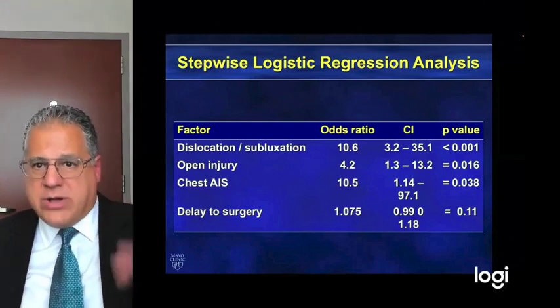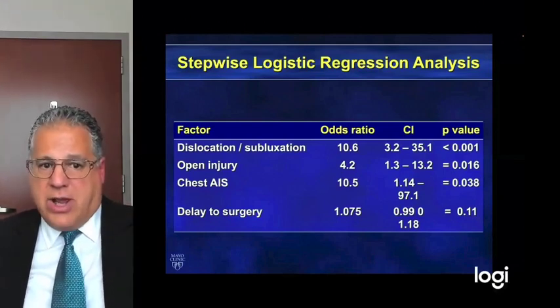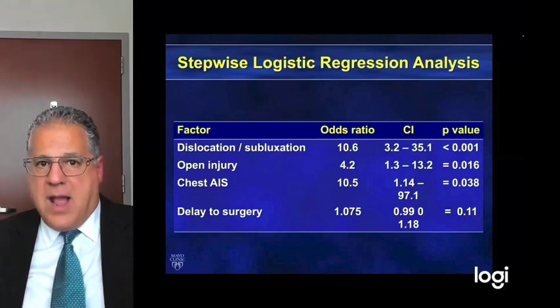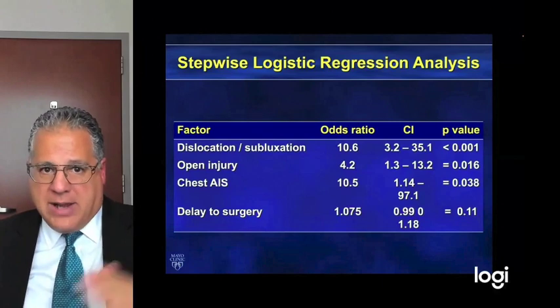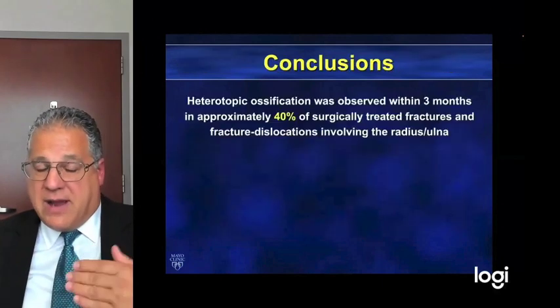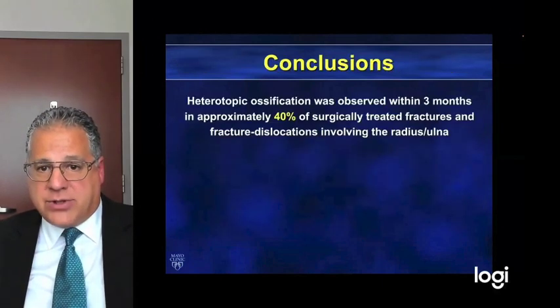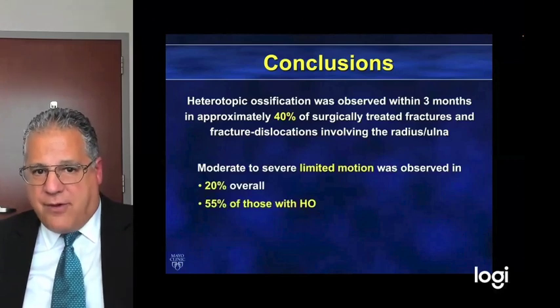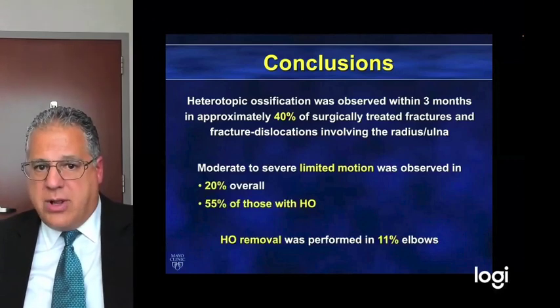And these were the 4 risk factors for HO formation: dislocation, open injury, an injury to the chest in the same trauma, and delay between the elbow injury and surgery. So these are numbers that are easy to remember. 40% of the elbows had HO, half of those, 20%, lost motion, 11% were taken to the operating room for HO removal.